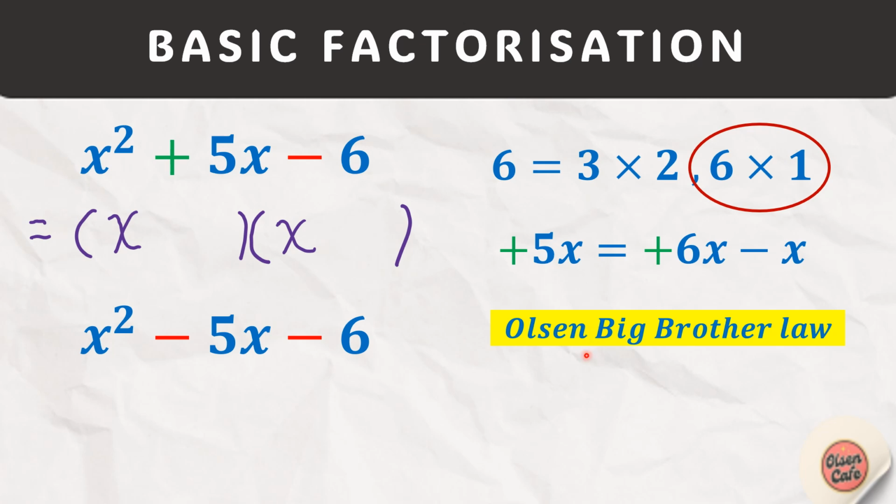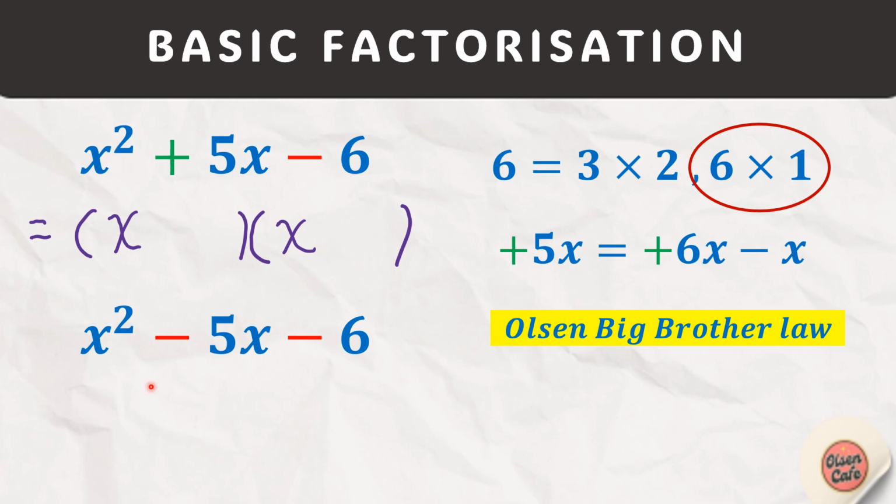All right, so I will need to identify who is the big brother. In this case, I have the numbers 6 and 1. So who is the big brother? The big brother is obviously 6. Since the sign for 5x is a plus, the plus will follow the big brother, which is 6 here. Now let's try it out for the next example.